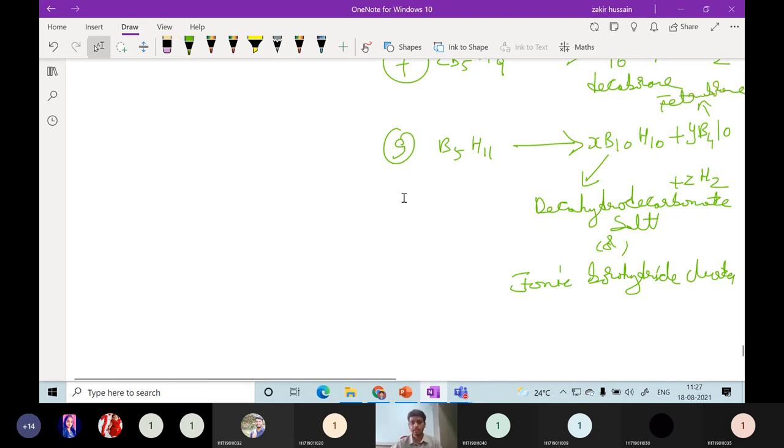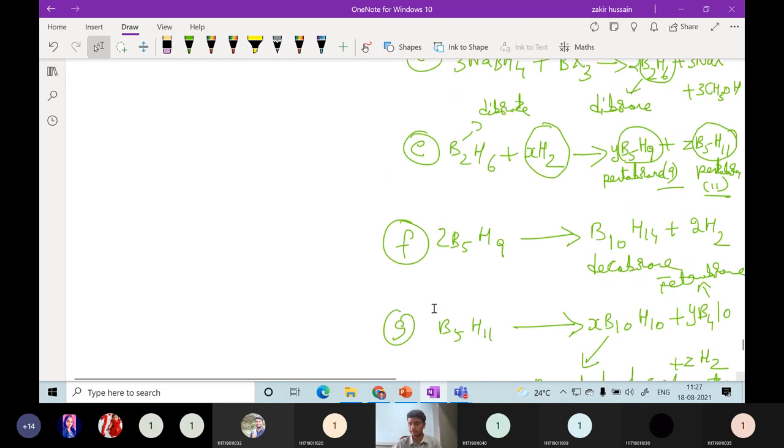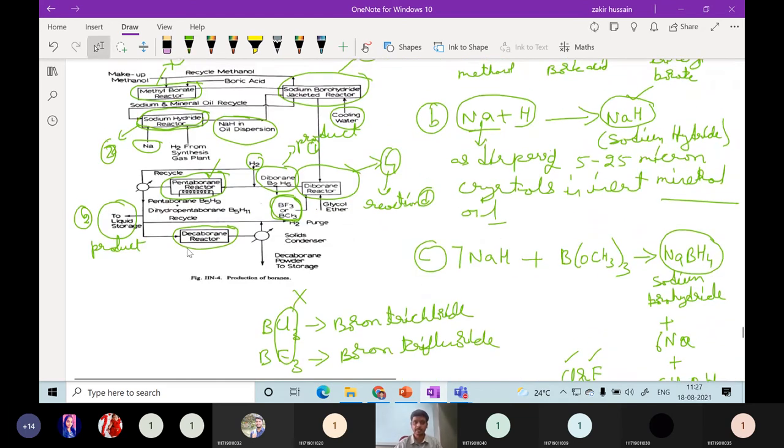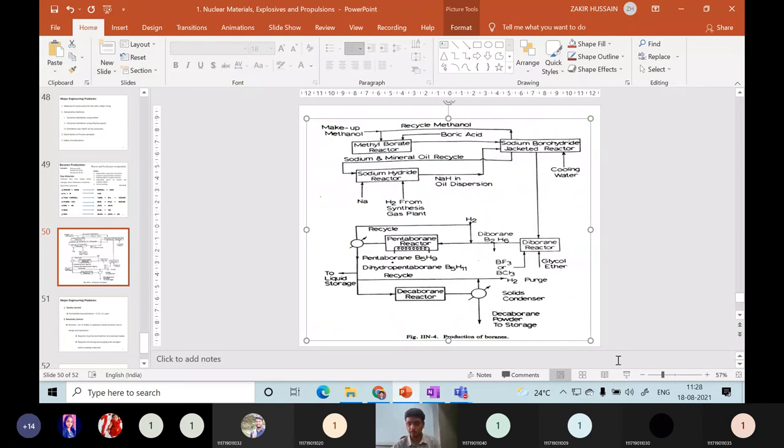Tetraborane. Okay, so this reaction will be taking place. This F and G reaction will be taking place here. This will be the reactor. This is reactor 5, this is reactor 6. Then reactions F and G will be taking place here. Okay, first of all, I am summarizing once again these reactions and the flow sheet.